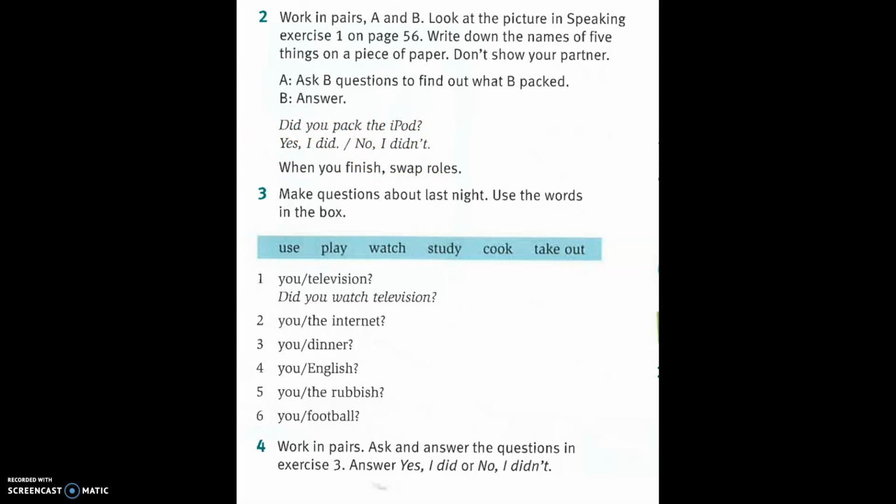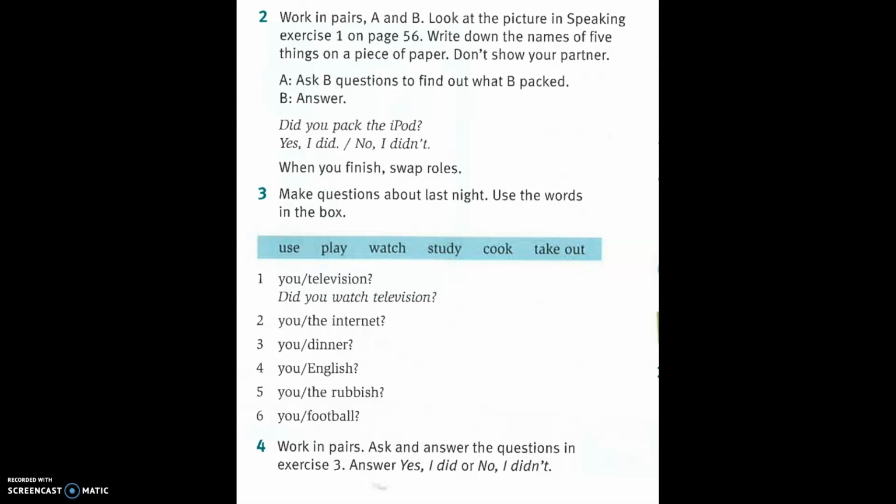Okay, so demonstrate it first, and then get the students to do the same thing. Write down 5 things, and then ask the questions. So really think about how you're going to stage that task. The next one, the stages of this one are make the questions first, check the questions together, and then demonstrate asking and answering the questions, and then put the students into pairs to do that, again focusing on short answers.